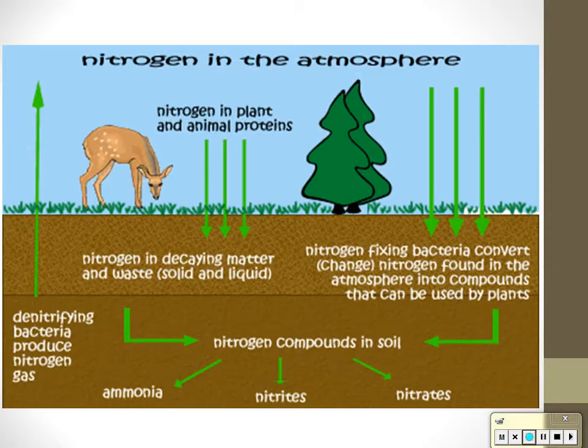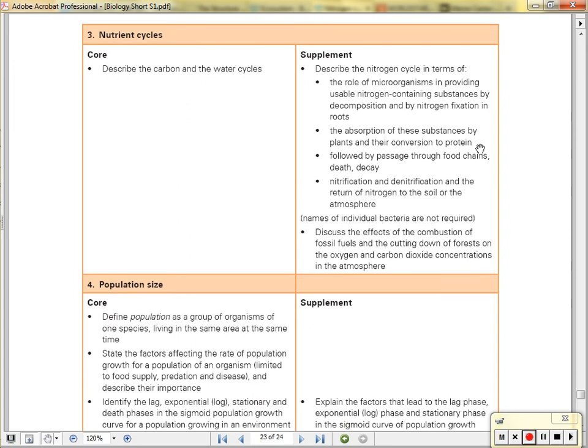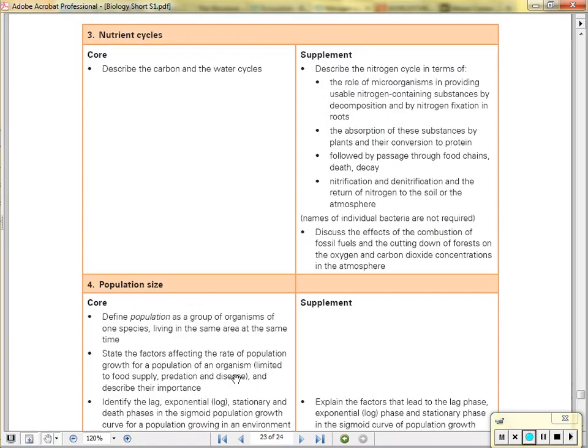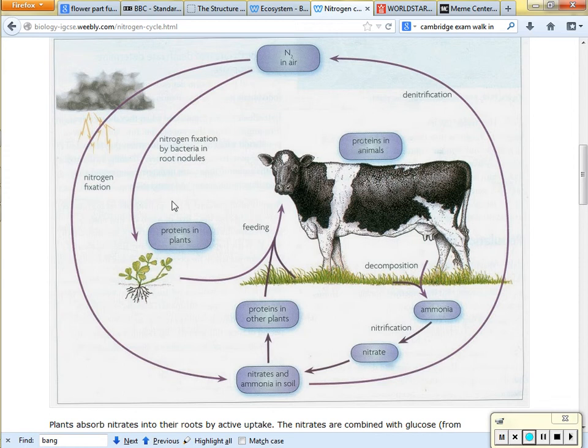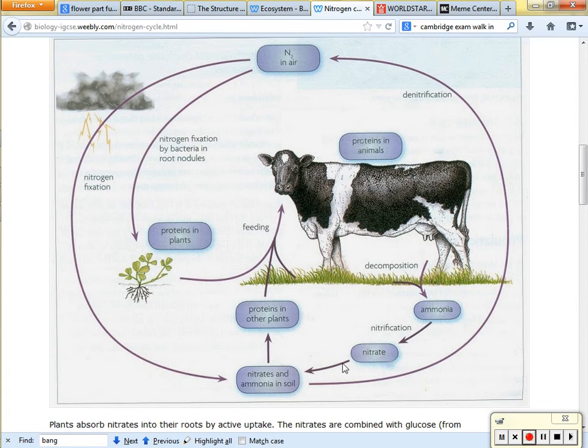So the phases you need to know from the syllabus: microorganisms provide usable nitrogen substances by nitrogen fixation. So decomposing, breaking it down into smaller pieces, and then nitrogen fixation gets it to a point, so we'll call it nitrites and nitrates that the plants can use. Plants absorb and use these and turn it into proteins, we know that. And then we go through the food chain. Nitrogen moves through eating. And then decomposition turns it back into ammonia, which turns it back into nitrates.